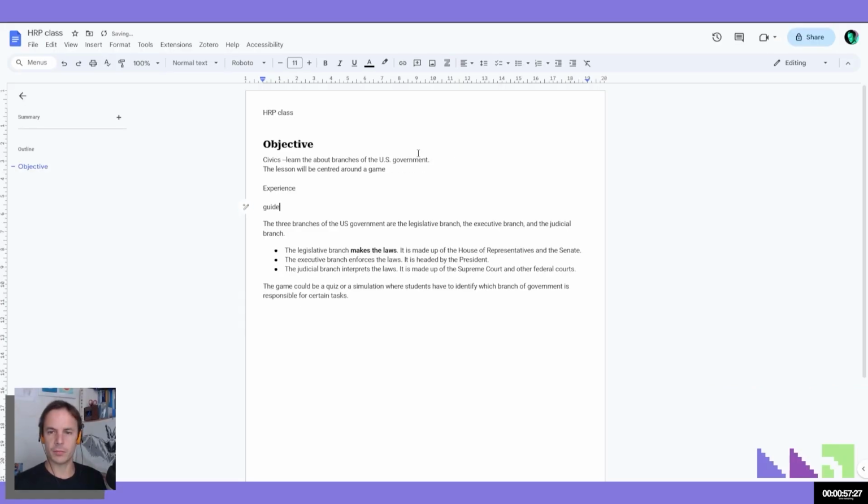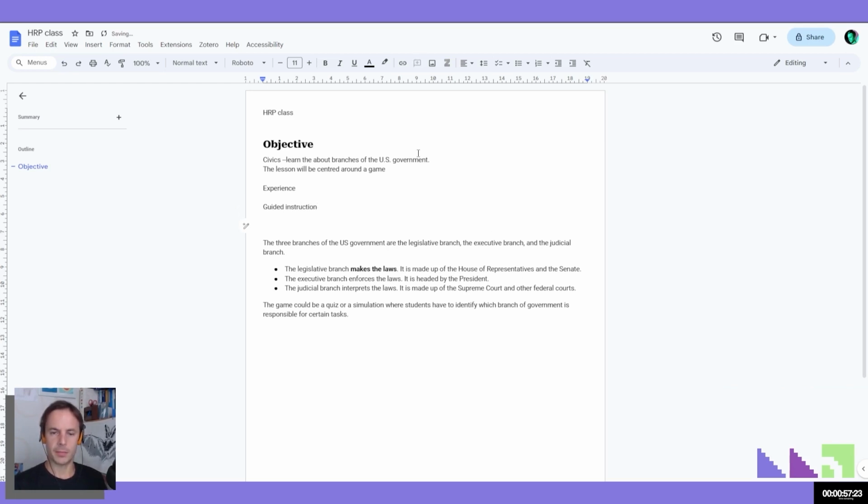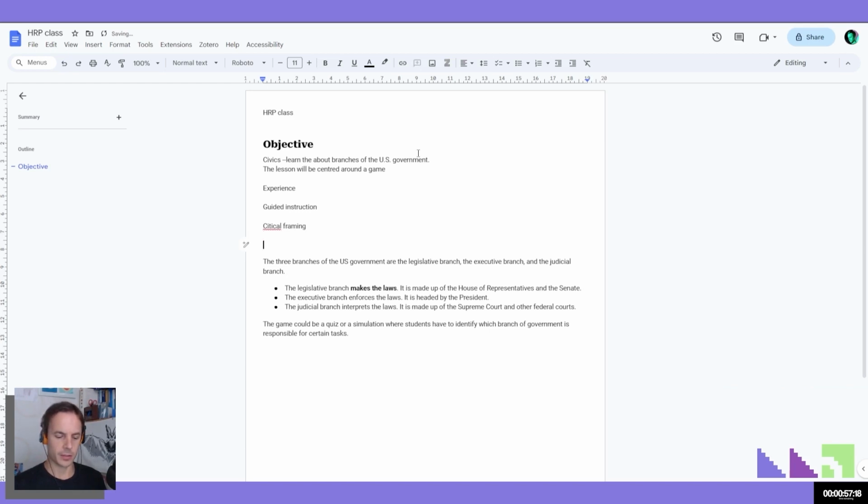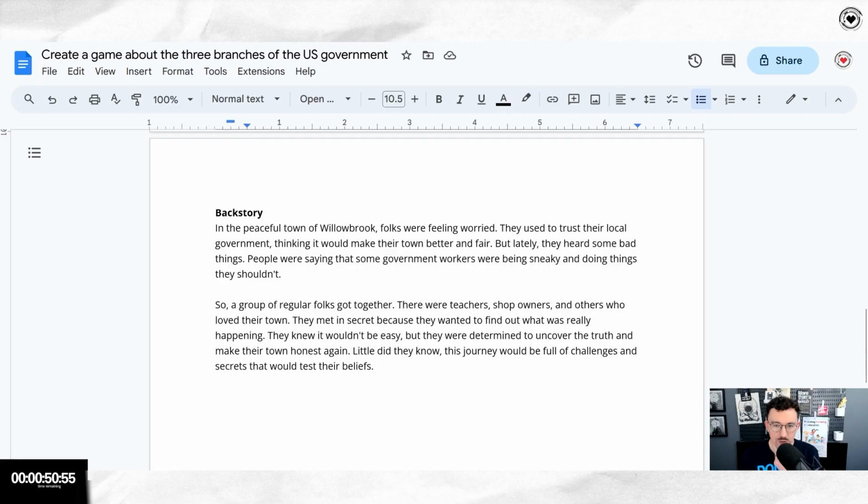Guided instruction. So that's going to be from me, and it's going to be some critical framing and some application remixing. So Willowbrook, folks are worried. I want to make it Worrybrook. In the peaceful town of Worrybrook, folks were being worried.